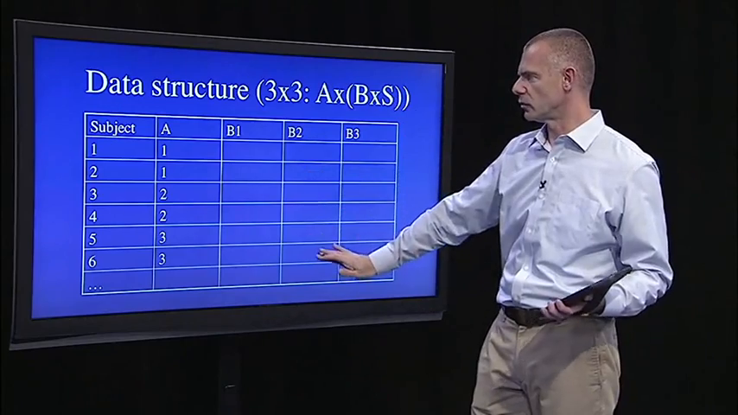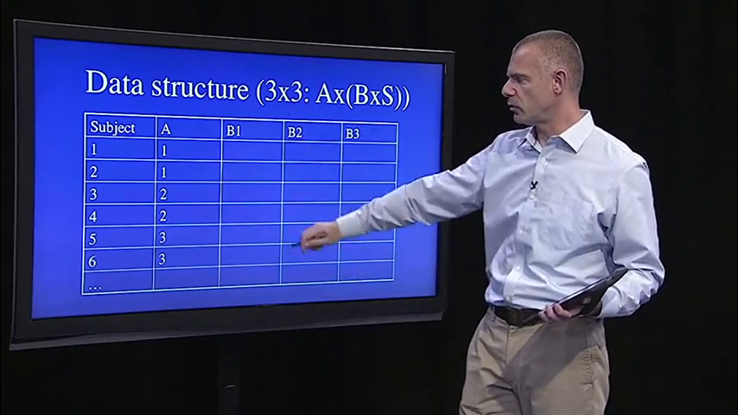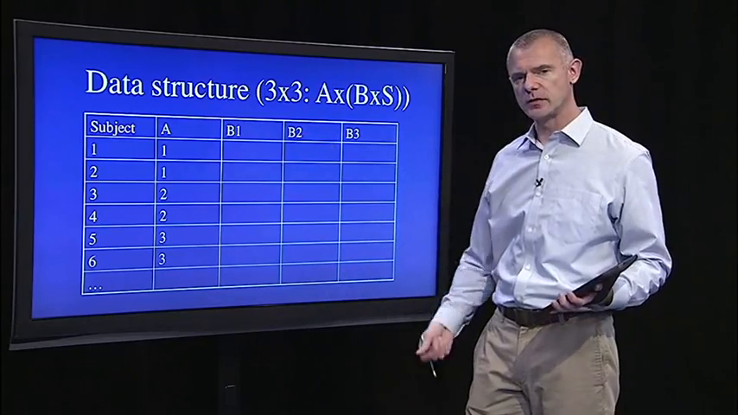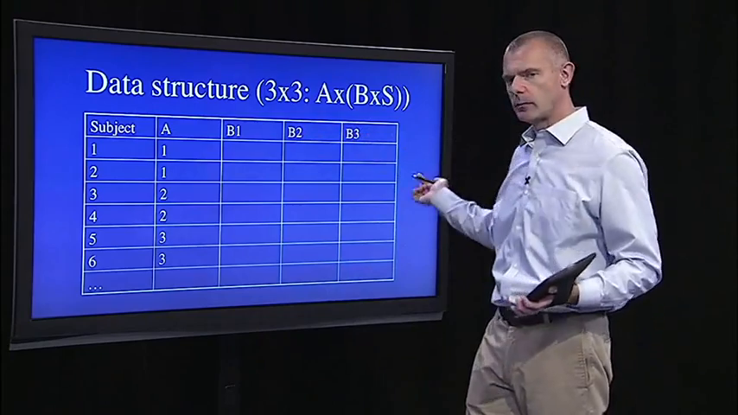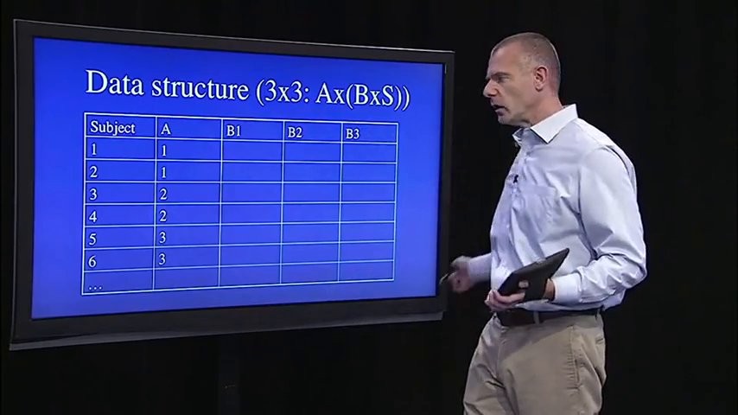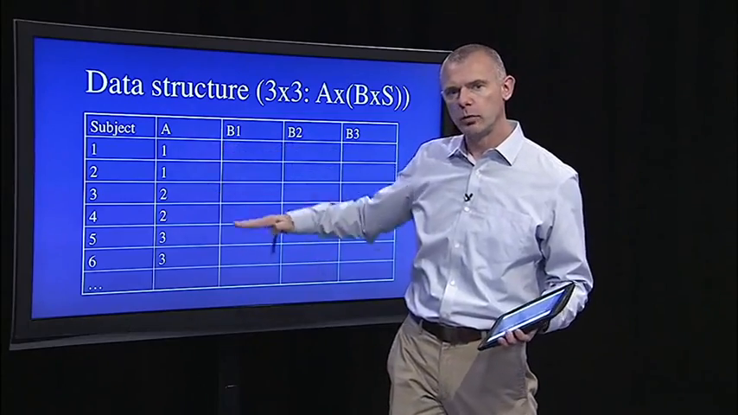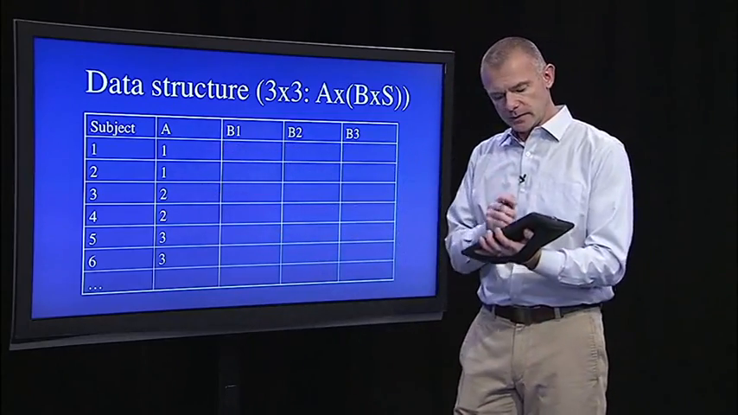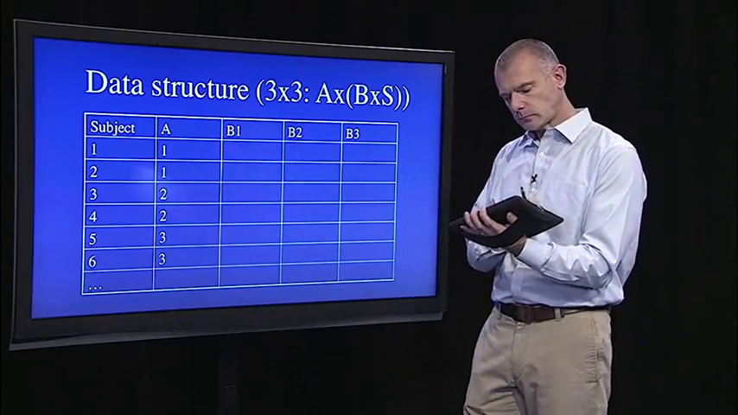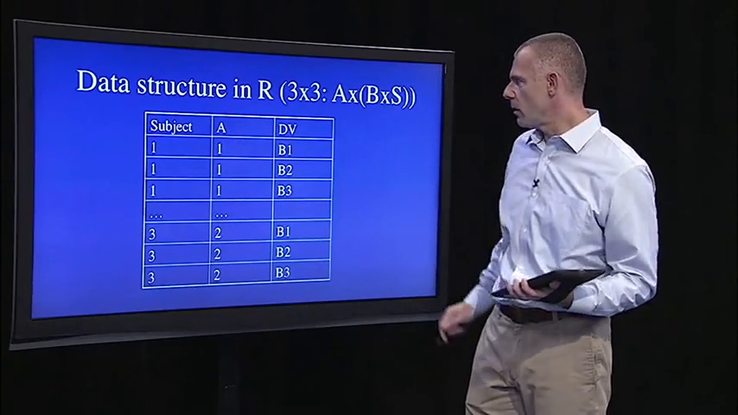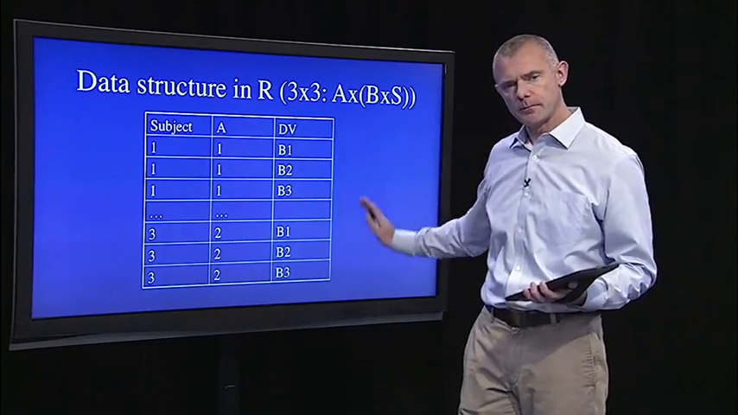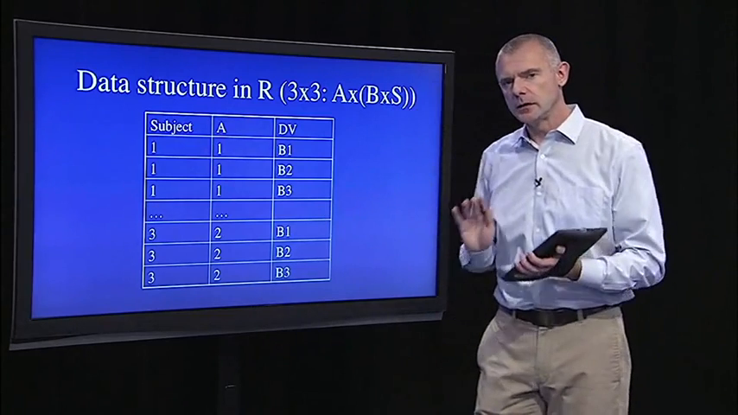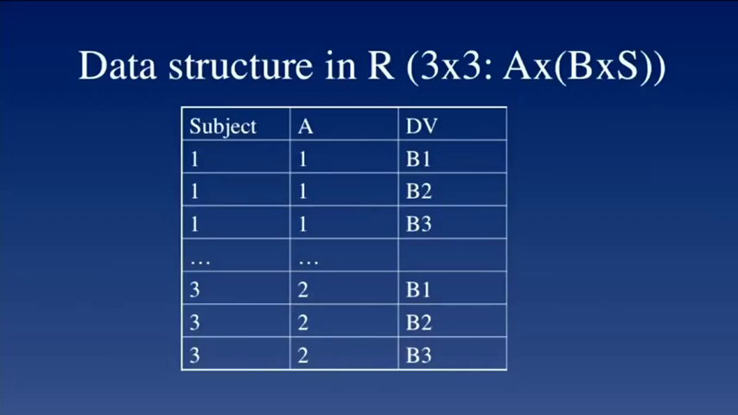And a common data structure is like this, where A, the between groups variable, is represented in one column, and the different levels of B are represented across columns, again, to keep one row per subject. But again, that's not how R does it. And in R, this 3x3 structure would look like this. Okay? Again, it's not that big of a deal. It's just you need to know that, obviously. You need to know the structure of your data before you can do the ANOVA.